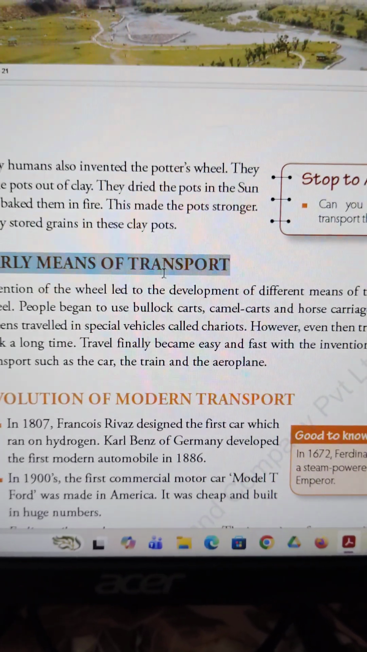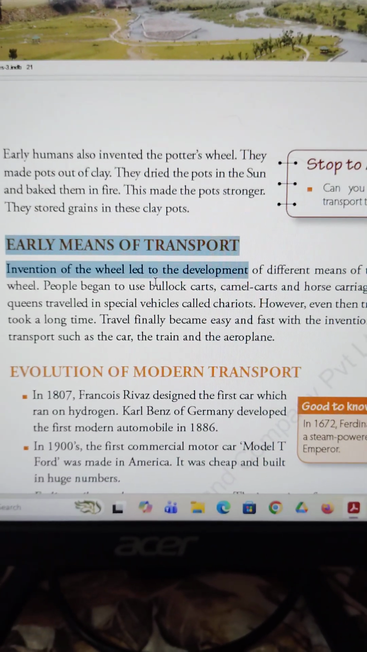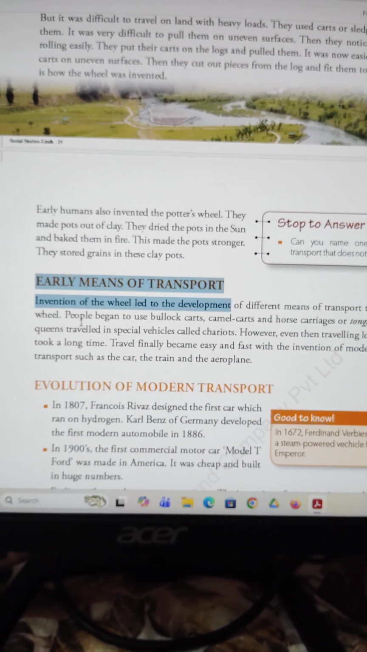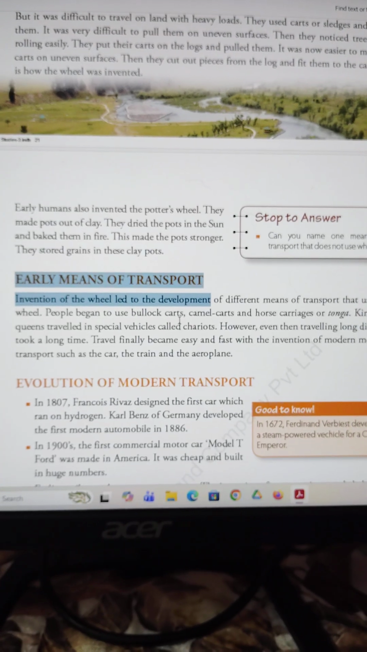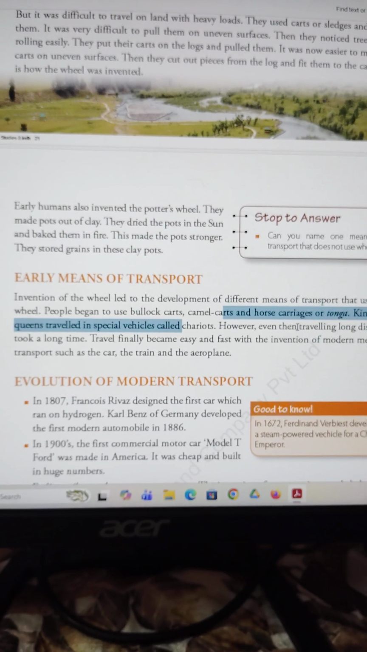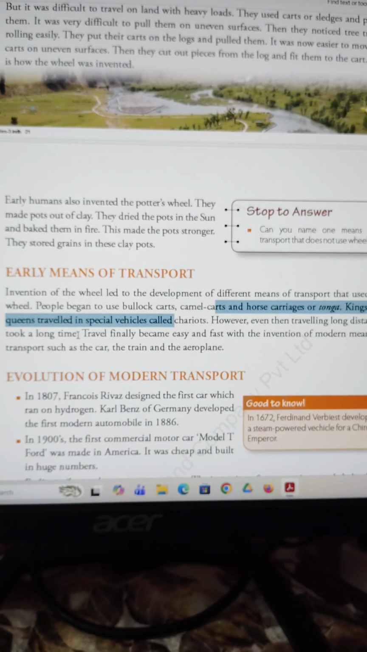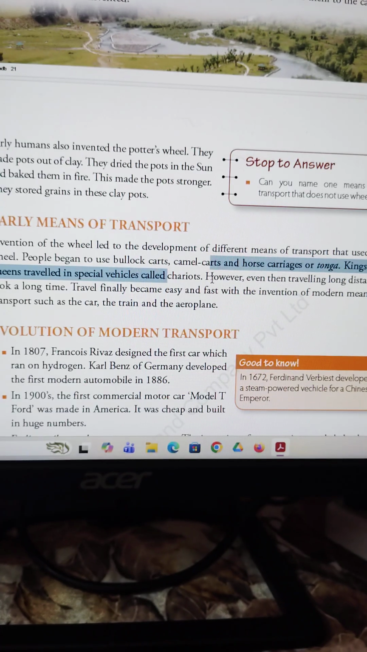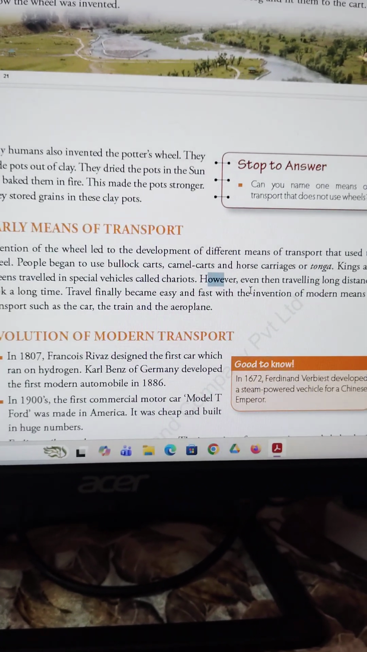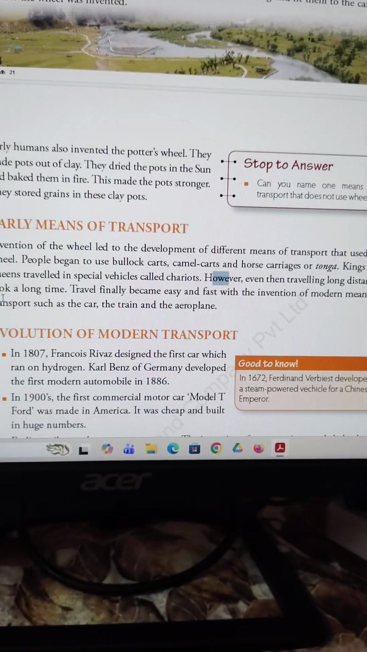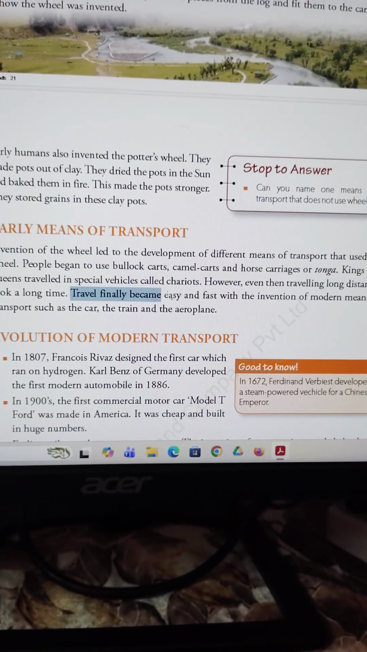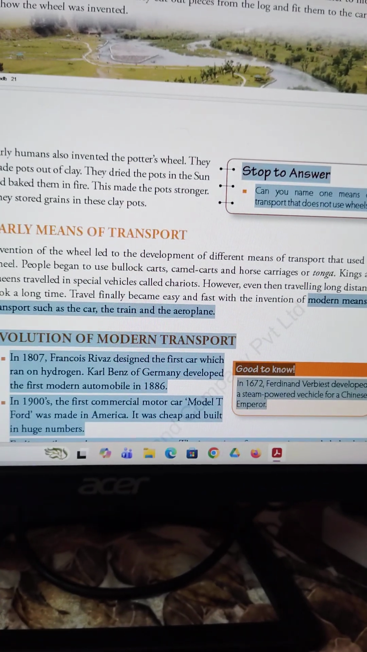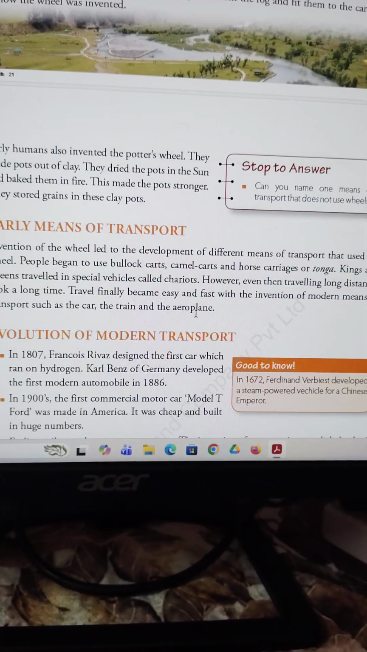Next, early means of transport. The invention of the wheel led to the development of different means of transport that use the wheel. People began to use bullock carts, camel carts, and horse tongas, and kings and queens traveled in a special vehicle called chariots. However, even then, traveling long distances took a long time. Travel finally became easy and fast with the invention of modern means of transport such as car, train, and aeroplane.